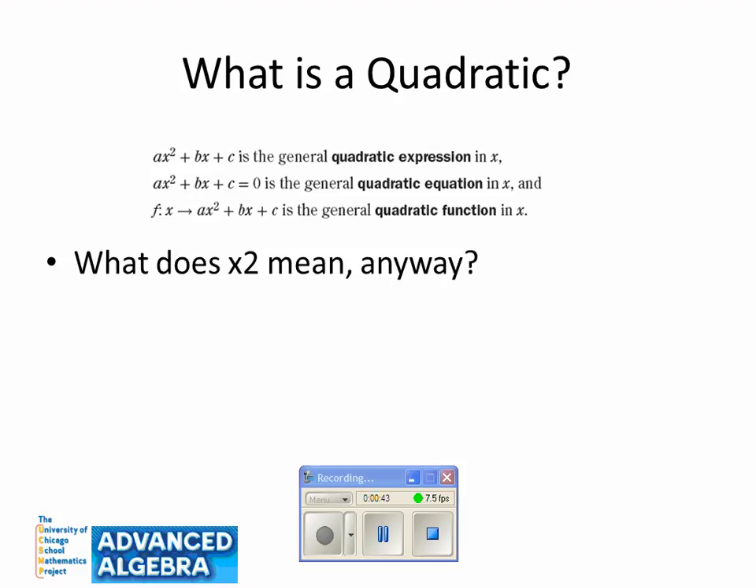What is a quadratic? There's ax squared plus bx plus c, which is the general quadratic expression. When you put equals 0, it's an equation. When you put f of x, then it becomes a quadratic function.